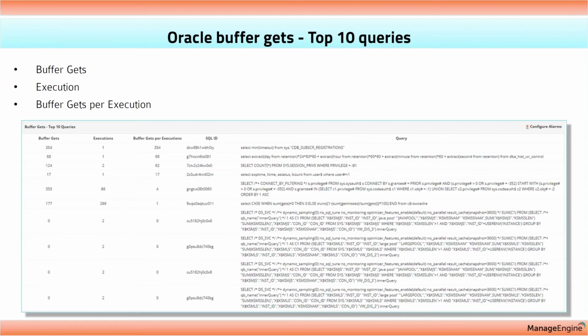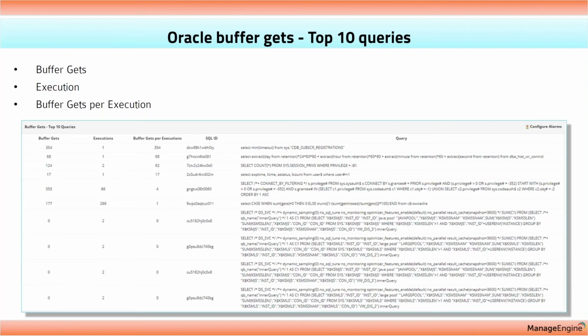When Oracle requires a data block, it first checks to see if the data block is already in memory, in the database buffer cache. If the data block is found there, Oracle will read it. This process is called buffer gets.